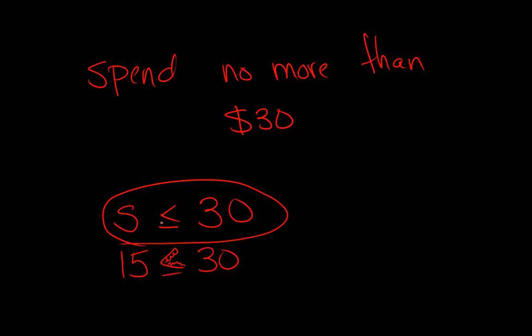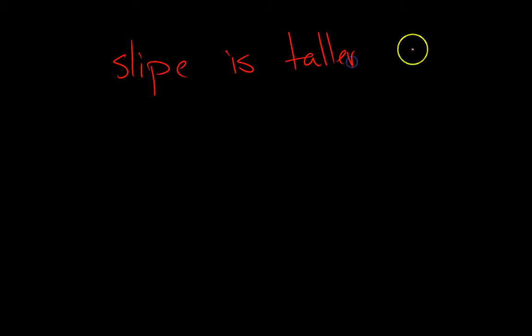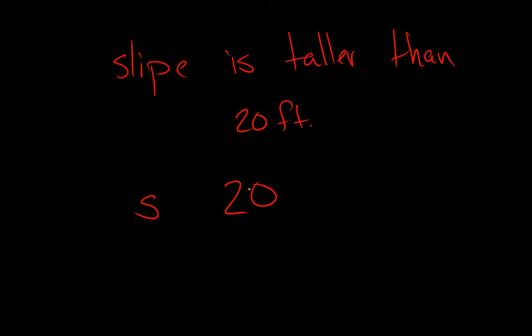Alright, let's try another one. Let's say the slide is taller than 20 feet. Alright, the slide is taller than 20 feet. So I'll use S for slide and 20. And we know it's taller than 20 feet. Could it equal 20 feet? Well, it actually tells us it's taller than 20 feet. It can't equal 20 feet. And it is just greater than 20 feet.